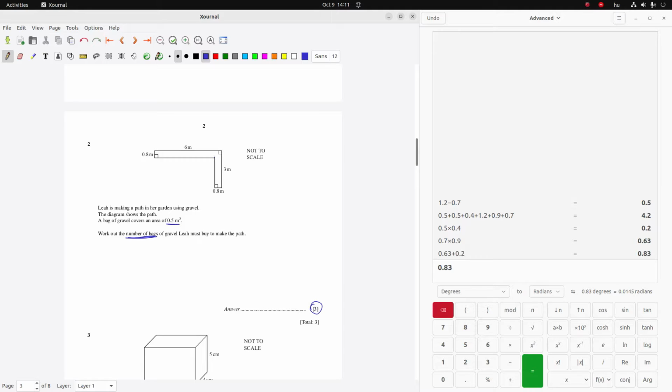So the total area is again two rectangles combined. This area and this area. This one is easy, 0.8 multiplied by 3. This one is also easy, but there's a little bit of a trick. We have to be extra careful that we take this distance and not this distance.